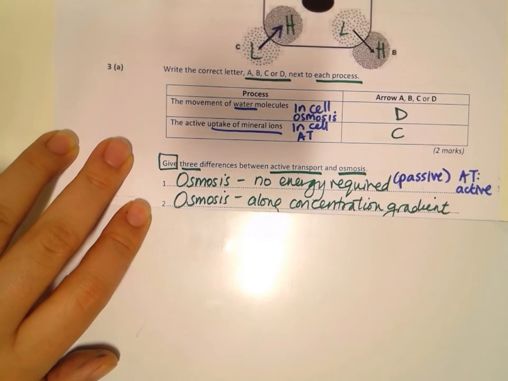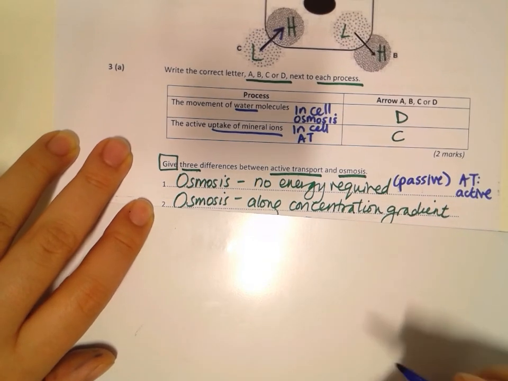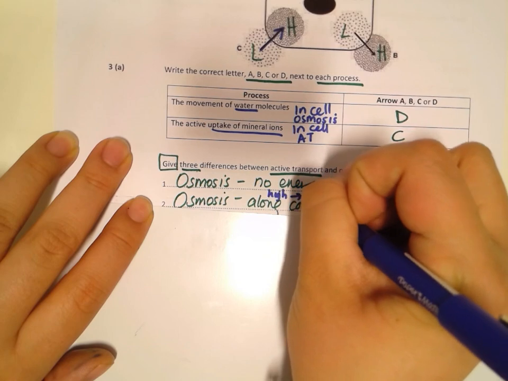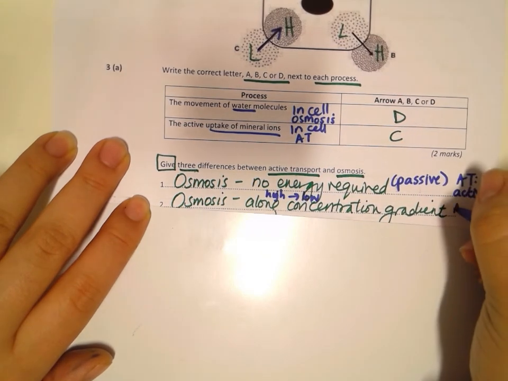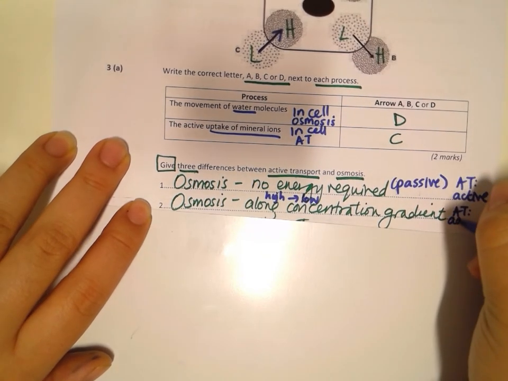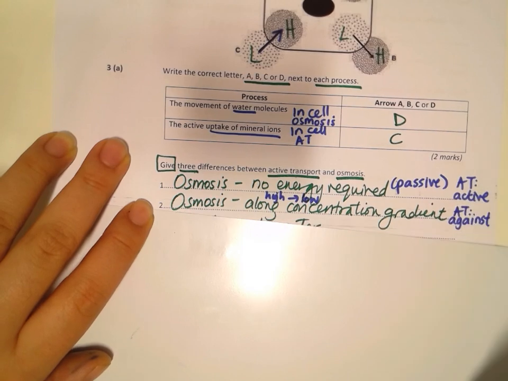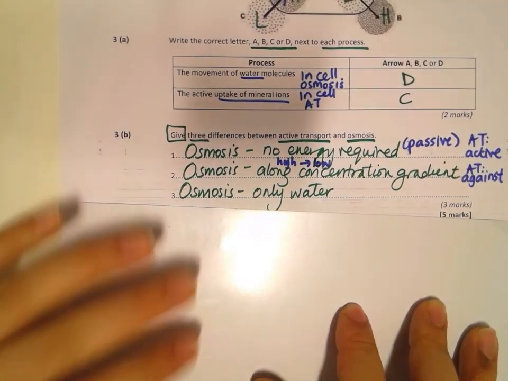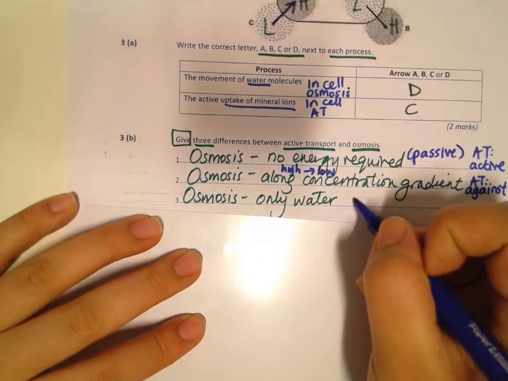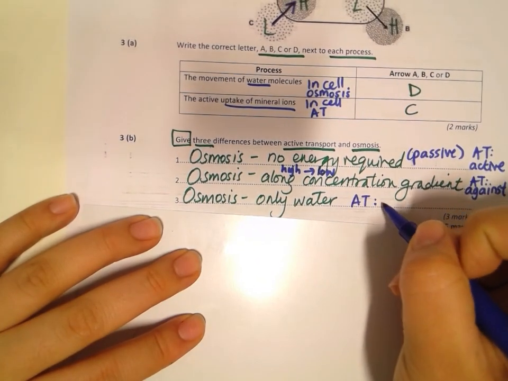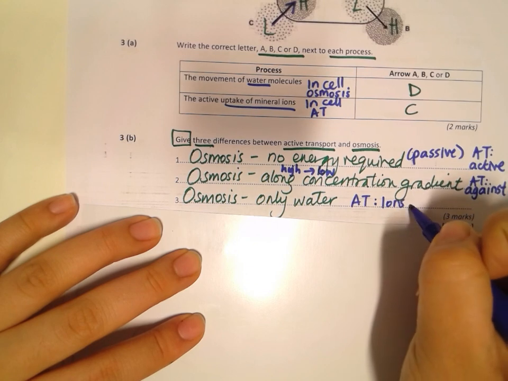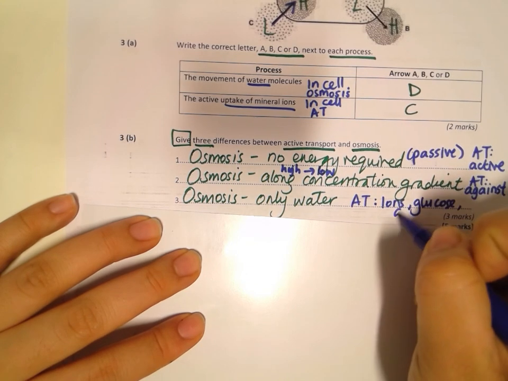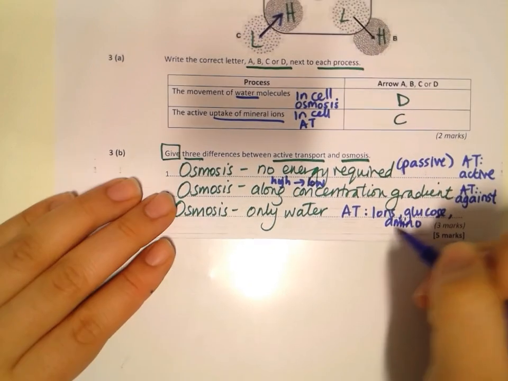We have osmosis is along the concentration gradient, meaning high to low concentration, whereas active transport is against the concentration gradient. And finally, in osmosis, it is only water, whereas in active transport, it moves ions, as you know, mineral ions. It can be glucose and amino acids in the gut.